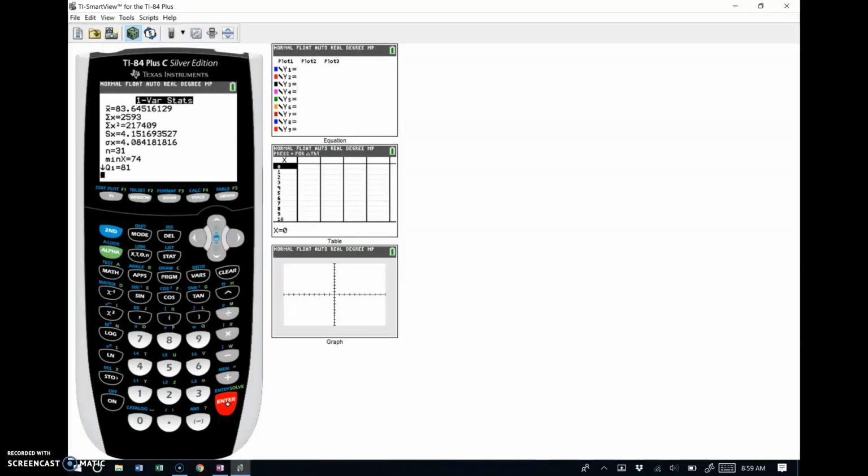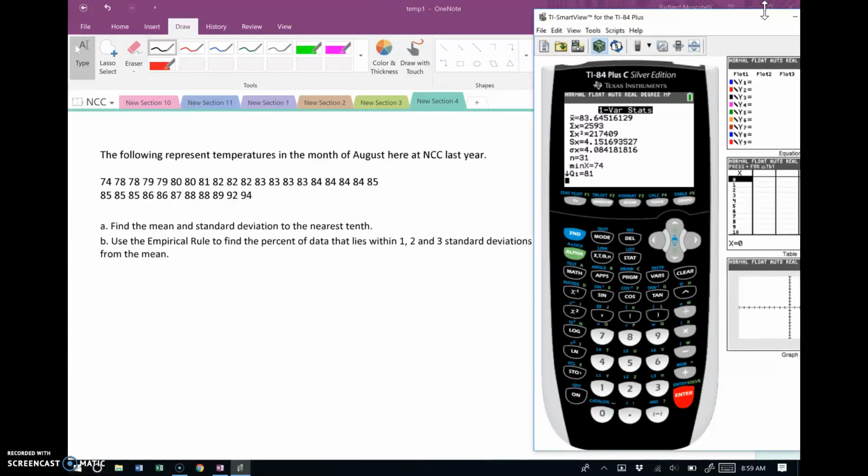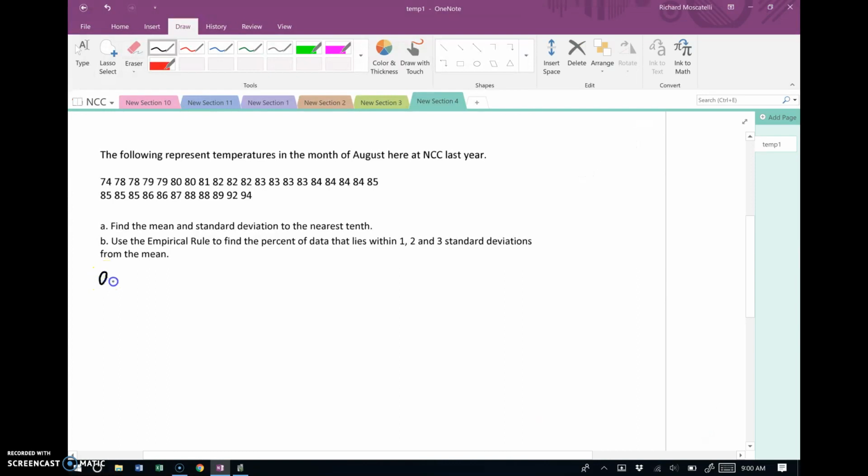As you can see, the mean is about 83.645, and the sample standard deviation is approximately 4.15. The directions say to find the mean and standard deviation to the nearest tenth. So the mean to the nearest tenth is 83.6, and the standard deviation is about 4.2. For letter A, x bar is about 83.6, and the sample standard deviation is 4.2.